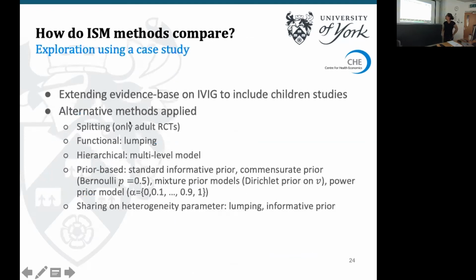So George looked at extending the evidence base to include children's study. He applied alternative models: a splitting model, so only considering the adult evidence; lumping, which is the extreme, right? Considering the relative effectiveness parameters equal across the two evidence sets. He considered hierarchical models, multi-level models, prior-based models including standard informative prior, commensurate prior, mixture prior models, and power prior models. And he considered sharing on the heterogeneity parameter, which I don't think I'm focusing on here today very much.